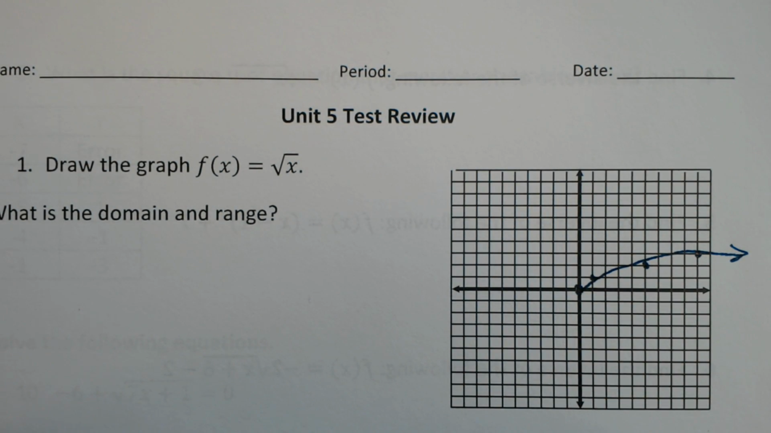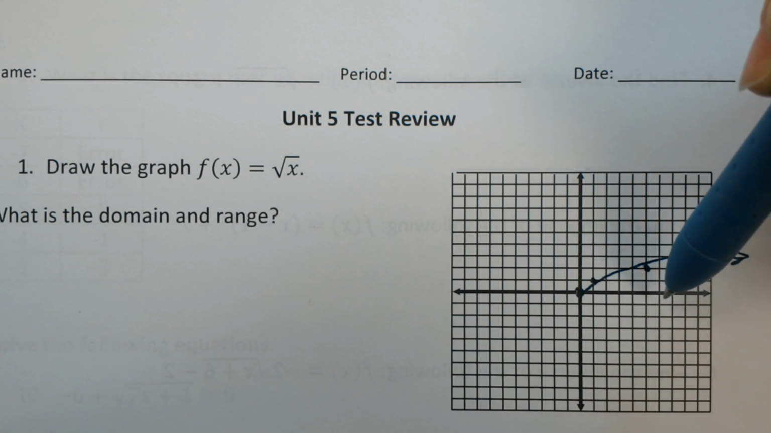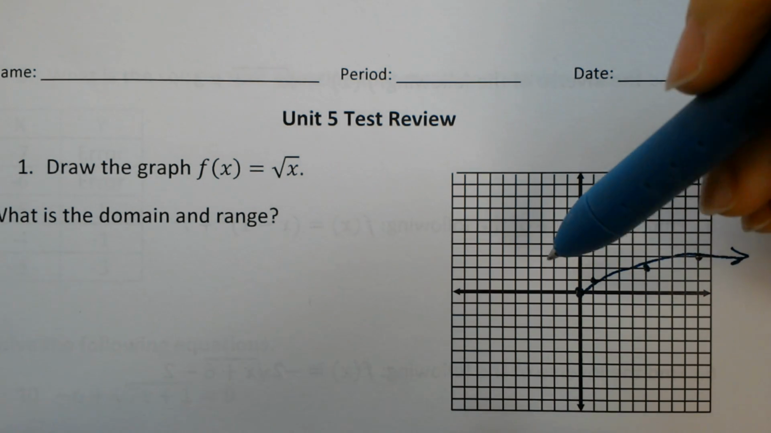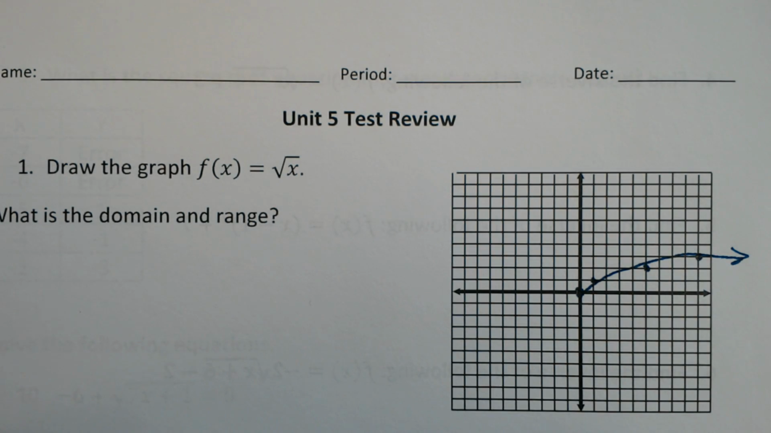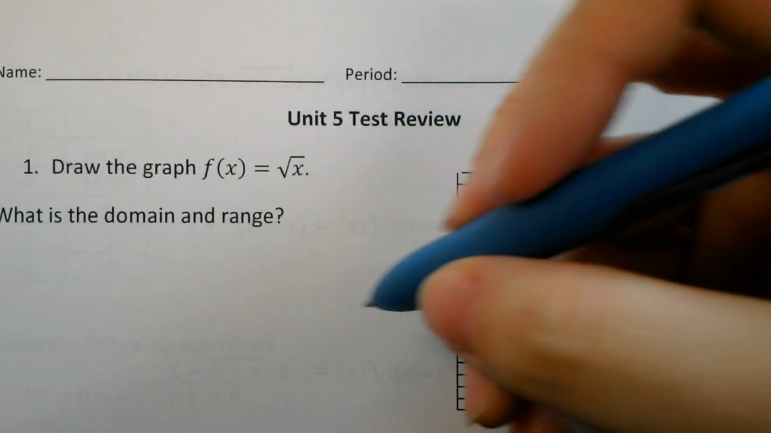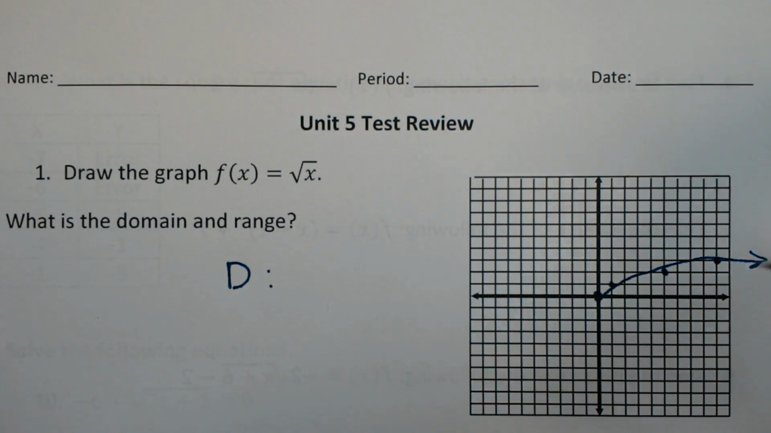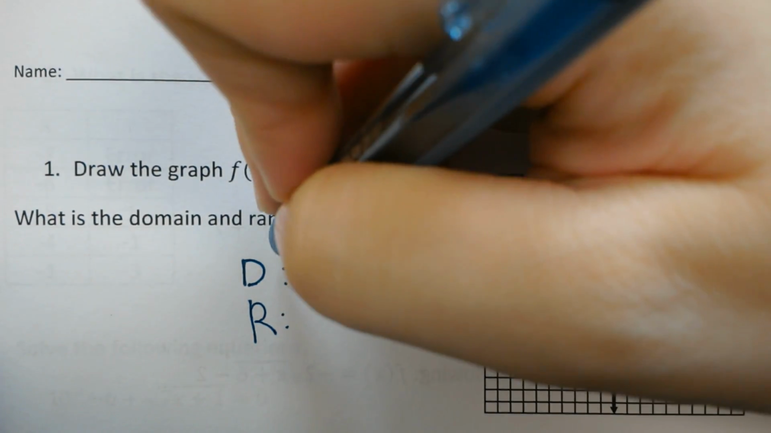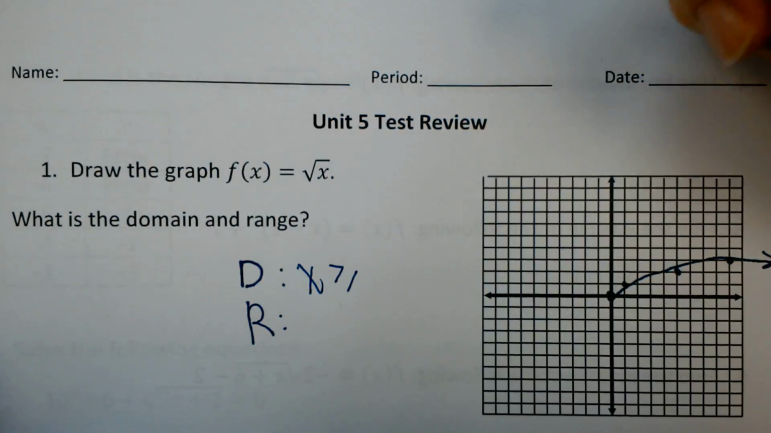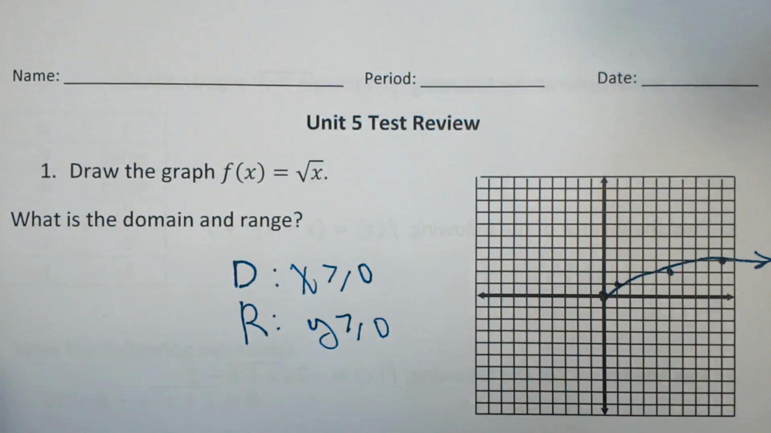Looks something like this. X starts at 0, and I increased along my x-axis. Y starts at 0, and I increased along my y-axis. So my domain and range are both related to 0. So x is greater than or equal to 0, and y is greater than or equal to 0.